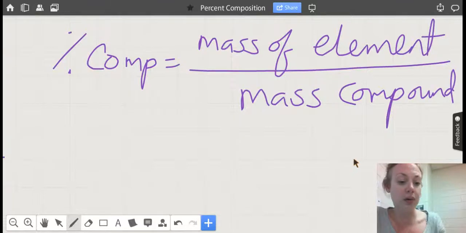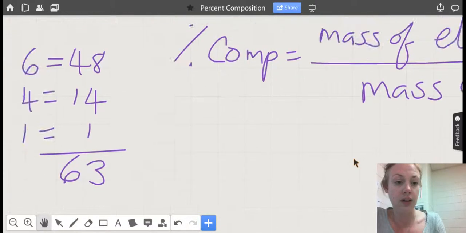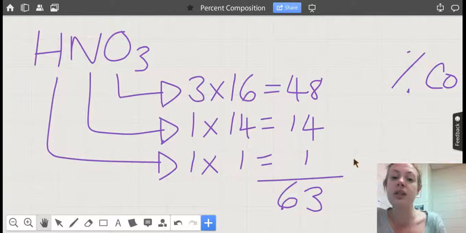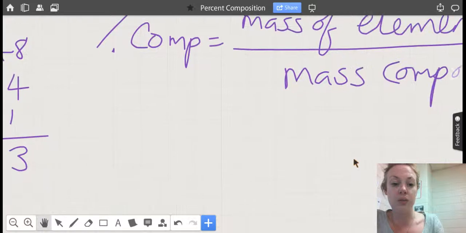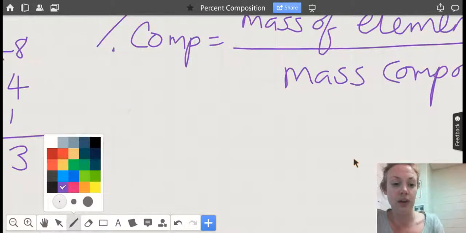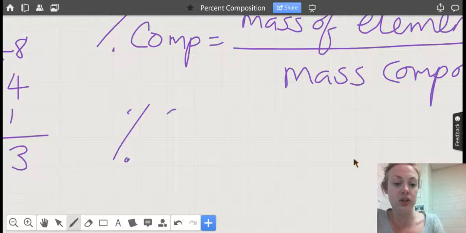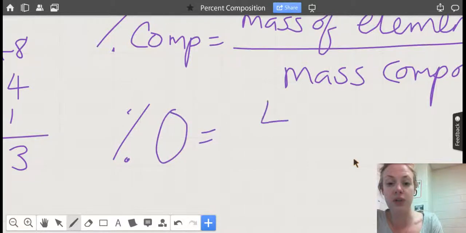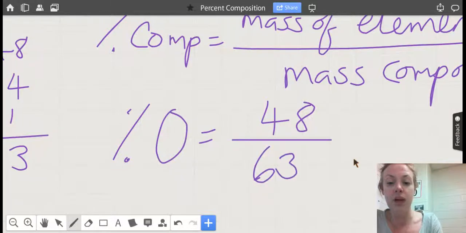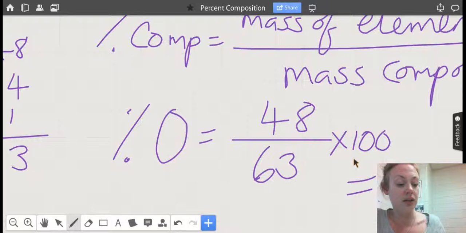So now that we've got this formula, if I wanted to calculate the percentage of oxygen, if we go back and have a look, we can see that the mass of oxygen in the compound is 48 grams. So my percentage of oxygen is equal to my mass of oxygen, which we said was 48, divided by the mass of the compound, which is 63, and then multiplied by 100 because it's a percentage. So 48 divided by 63 times 100 gives me 76%.